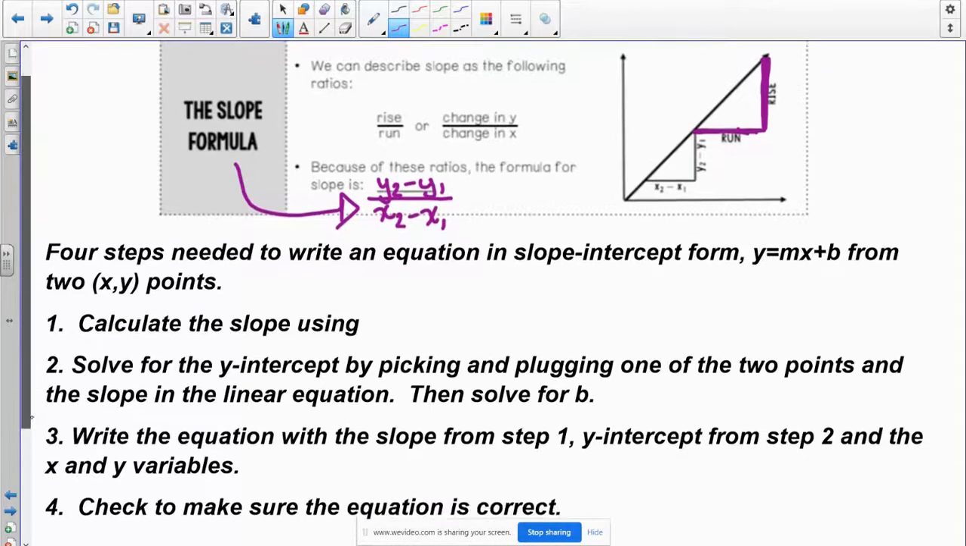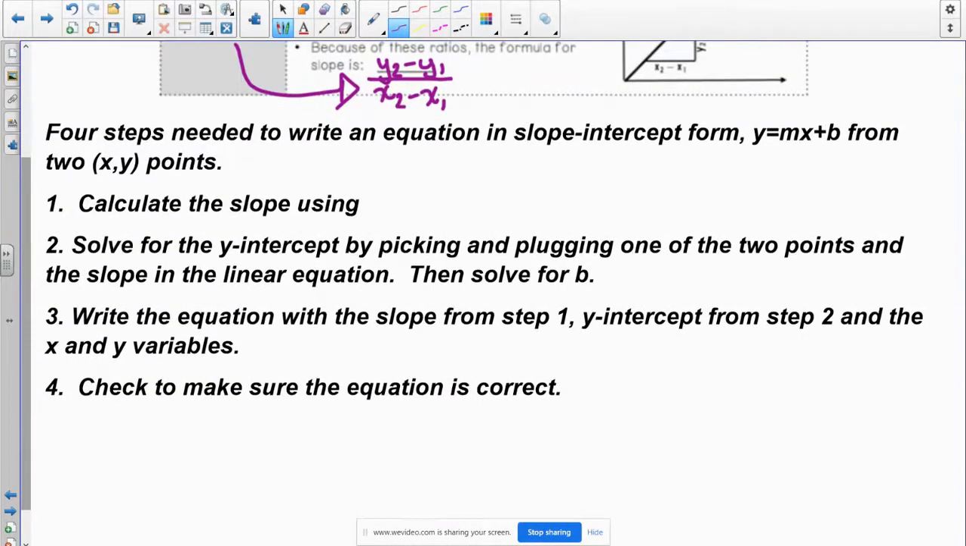So I want you to pause the video, and you need to write down those 4 steps of how to write a linear equation in slope-intercept form, which is y equals mx plus b, from these 2 points. So go ahead and do step 1, 2, 3, and 4. So we're going to take those 4 steps that you just wrote down, and we are going to do the same thing over and over on the next couple examples to show you how.